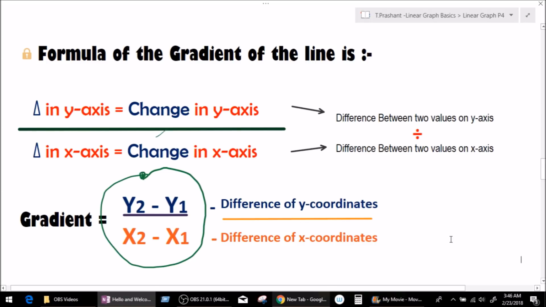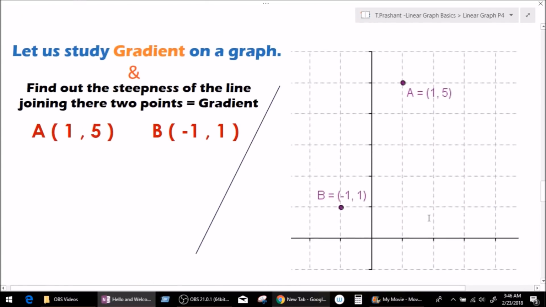y2 and y1 are two different y values from two different sets of coordinates, and x2 and x1 are two different x values from two different sets of coordinates. This is basically the change in y-axis divided by the change in x-axis. In other words, the difference between two values of y divided by the difference between two values on the x-axis. So let's use this formula and find one more gradient.